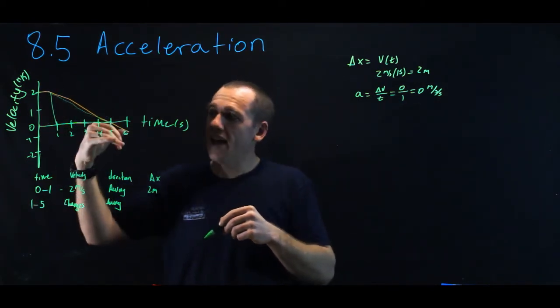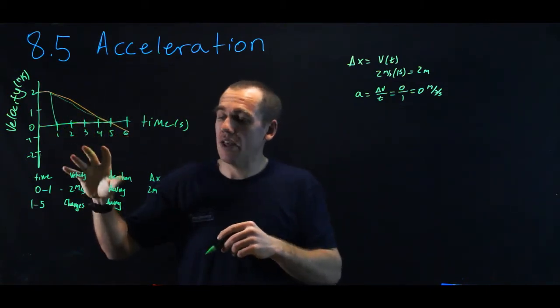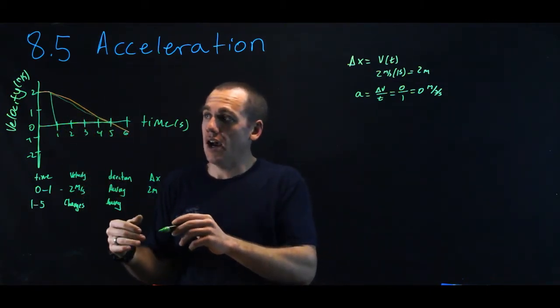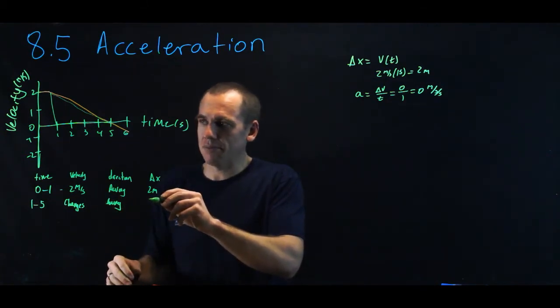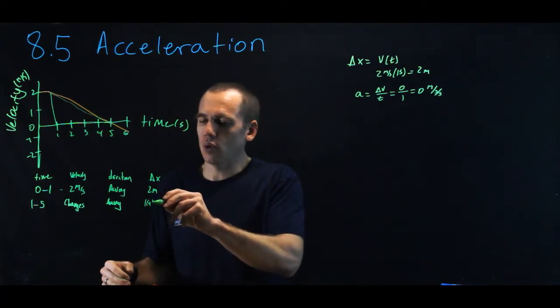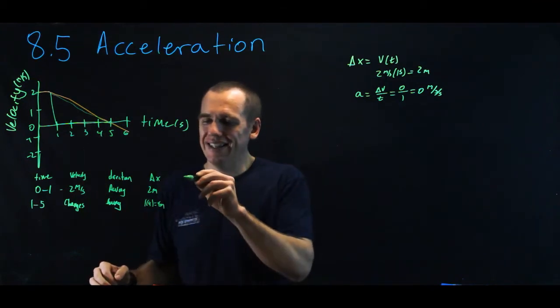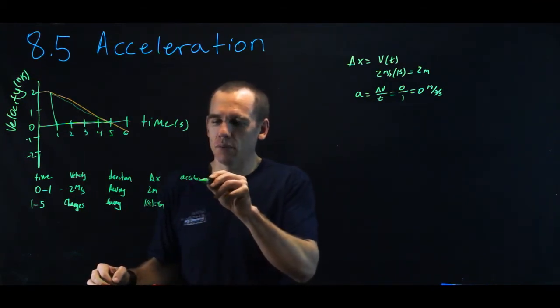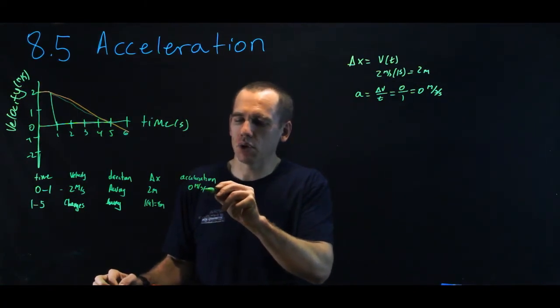It's a constant line, and I could say that it actually moves 4 meters. I don't expect you guys to do that, but I could actually do that: the average velocity times time gets me displacement, so 1 times 4 equals 4 meters. Okay? I'm more interested in the acceleration during that time interval. Remember, we found here that the acceleration was 0 meters per second per second.